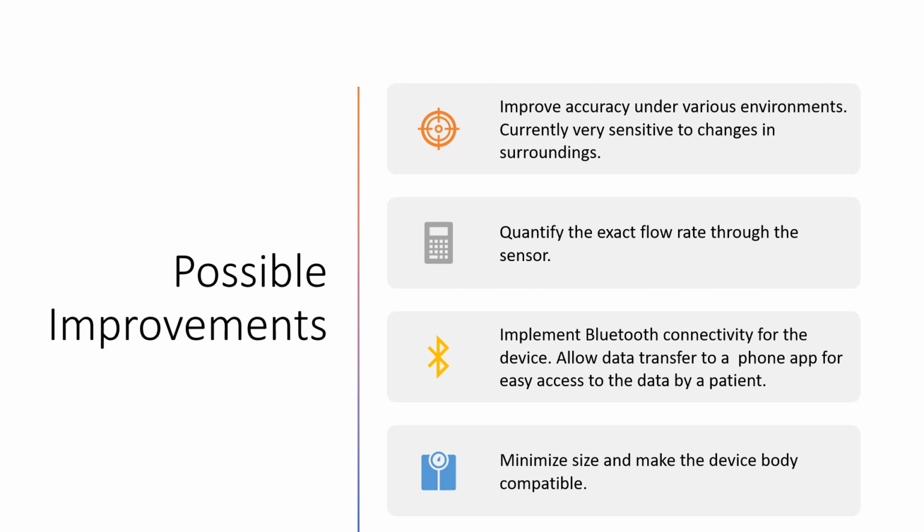So possible improvements of the device. The first one would be to improve the accuracy of the device so that it works under various environments. As mentioned, the device right now is only able to detect flow because it's so sensitive to environmental changes. If you're able to isolate the entire device so that it has a more stable response to the change in flow between it, then we'll be able to quantify changes and then be able to exactly determine the flow rate through it.